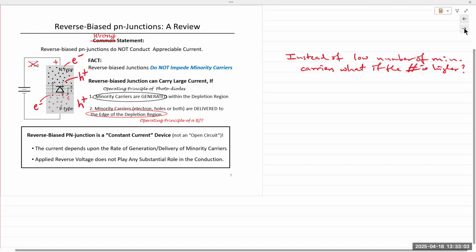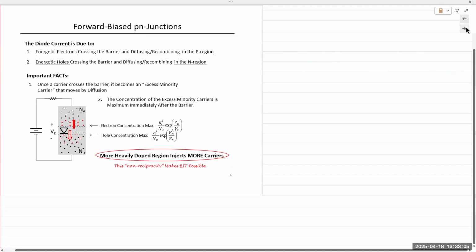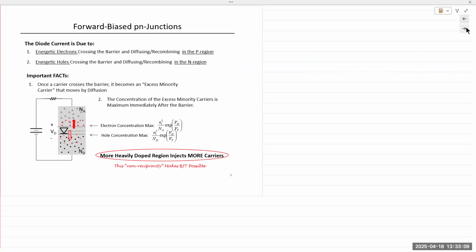Okay. So in reverse bias, we do have some amount of current flowing. We refer to it as saturation current because it saturates very quickly to a level, and that level is typically nanoamps, picoamps, and femtoamps, very, very small, because of the small number of minority charge carriers.